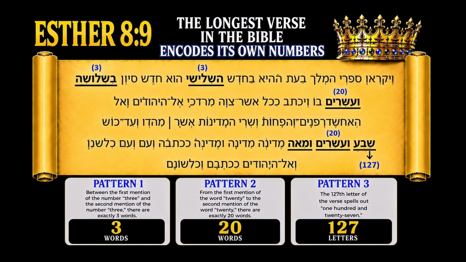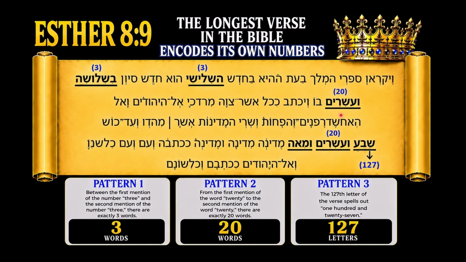Every number mentioned in the verse is encoded within the verse itself, creating self-reinforcing patterns. Starting with the first self-reinforcing pattern, we see the number 3 mentioned twice, hashlishi and bishlosha. Both mean 3 in Hebrew. Between the first mention of the number 3 and the second mention of the number 3, there are exactly 3 words. 1, 2, 3.